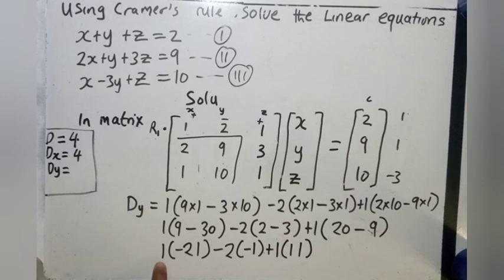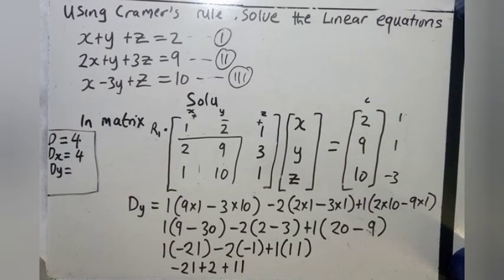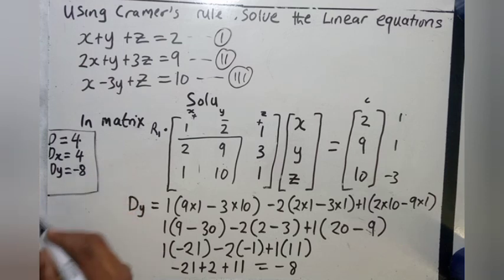So we have 1 times minus 21, minus 21. Minus 2 times minus 1 will be giving us plus 2. Minus times minus is plus. Then plus 1 times 11 is what? 11. So this is what we'll be having as our answer. So when we add up, we have our answer to be what? Minus 8. So that's what our dy is.